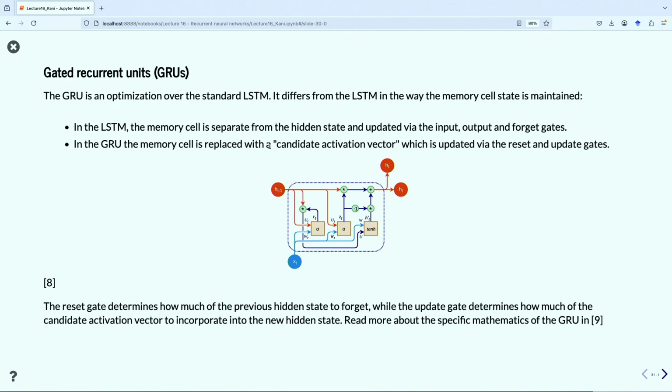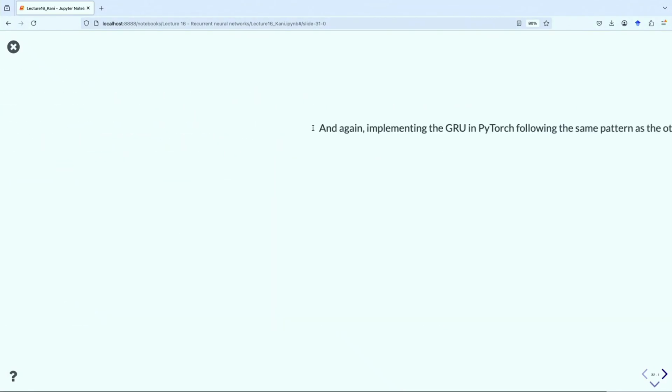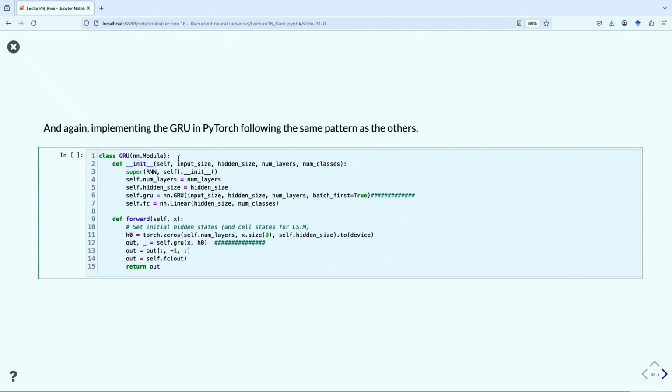Instead of a cell memory, you have what's known as a candidate activation vector, which acts a lot like a memory, but is actually just a new layer that gets values from the hidden layer and then produces a new memory based off that. So again, GRU, very popular, and it works as well as LSTM, sometimes better. And again, with PyTorch, it's very easy to implement for whatever function. You simply replace LSTM with GRU, that's all.